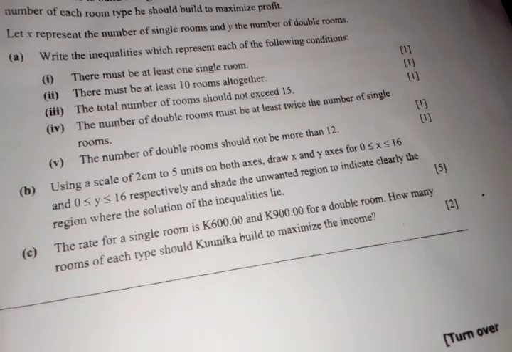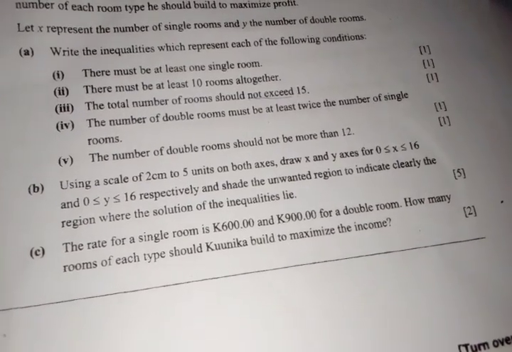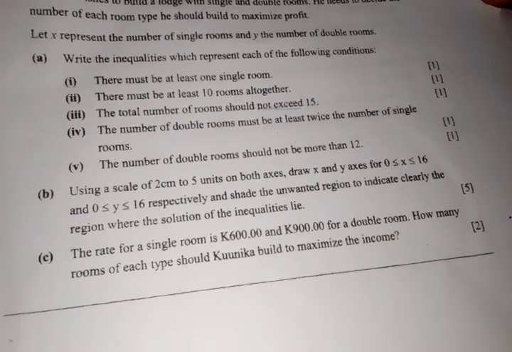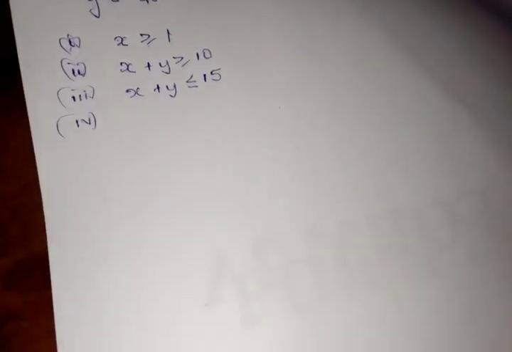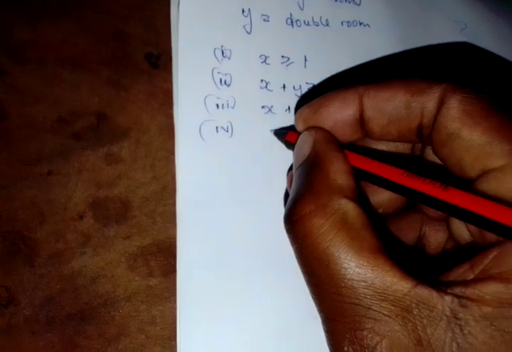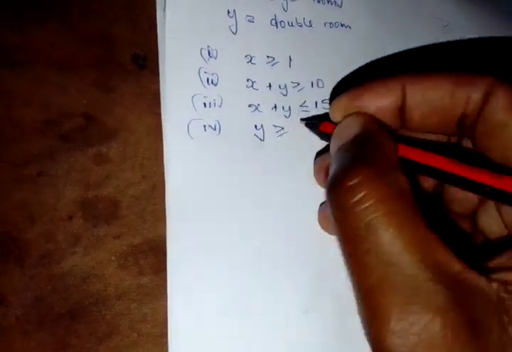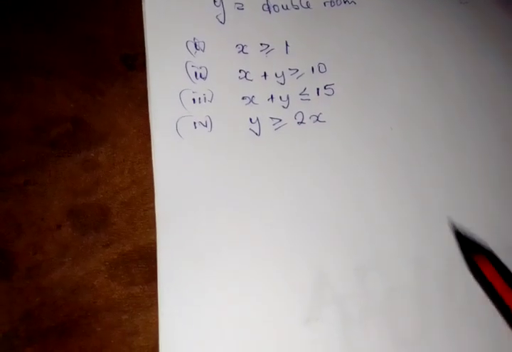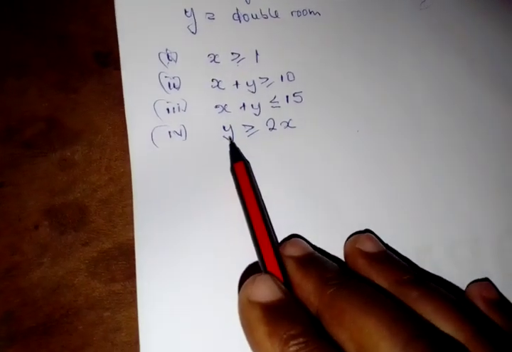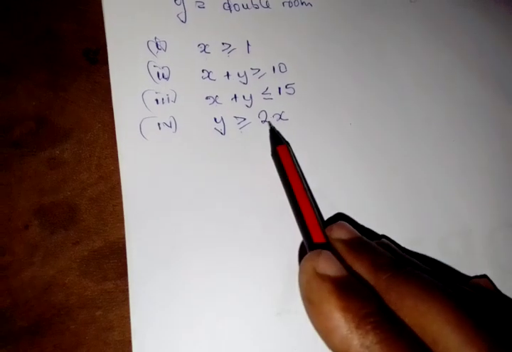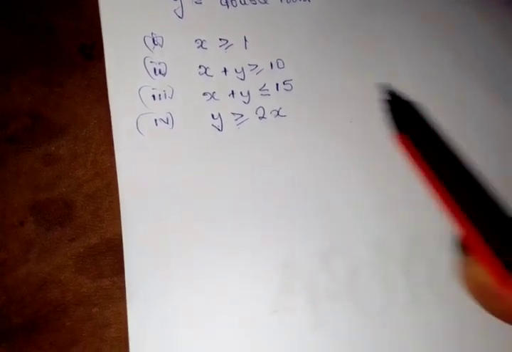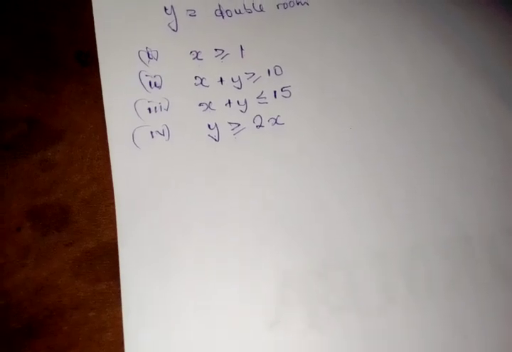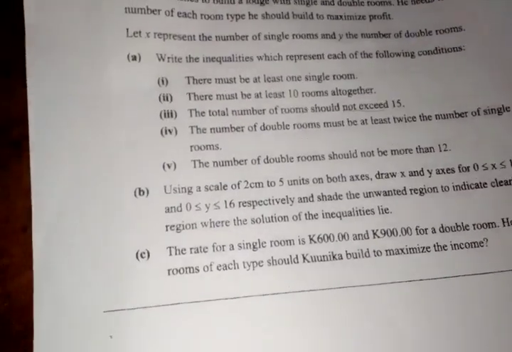So we're multiplying the 2 times x, which is the number representing the single rooms. So meaning this one, if you are to write it, it will appear like this: y at least twice the number of single rooms. Yeah, double rooms should be at least twice the number of single rooms. So that's how we express such a statement here. Let's go to the fifth one and the last one.